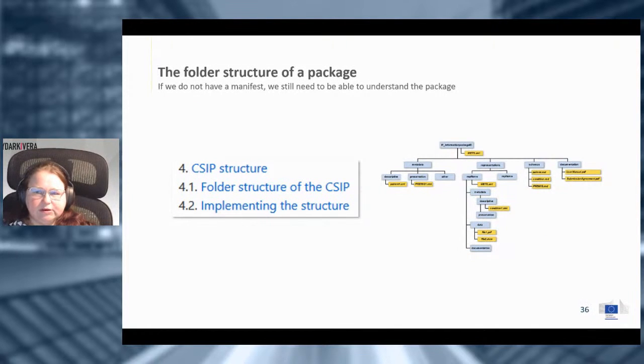Combined with that, we are using the rules and requirements in the CSIP to create a manifest, a description of all the files that we have in this grocery bag. But what if that manifest gets lost? How do we understand the package? That's when we have a folder structure, which is mandatory to use. And it follows along what has been described as what gives you an information package.